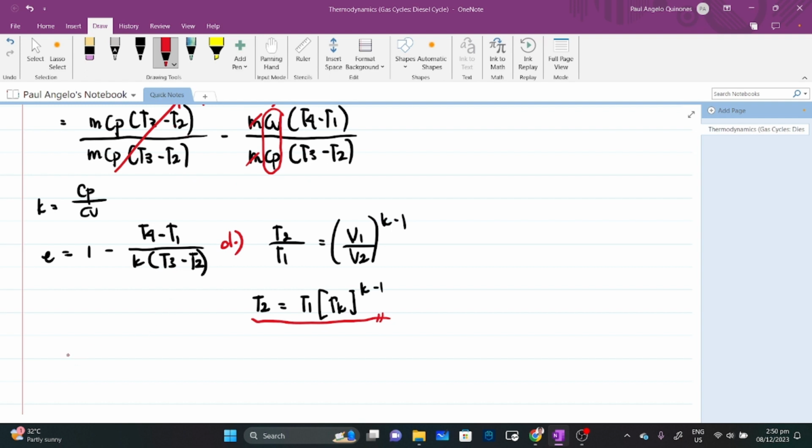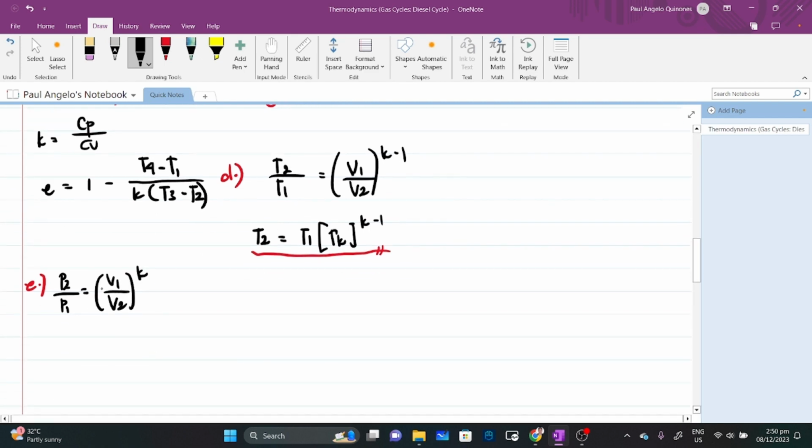Next, let's try to solve for P2. Okay? So since that is an isentropic relation as well, it will be V1 over V2 raised to K. So isolating P sub 2, we have P2 is equal to P1 quantity V1 over V2, that is Rk, raised to K. Okay? So next, what about volume 2? Volume 2, we can solve that using our compression ratio. Okay? Next, letter F.